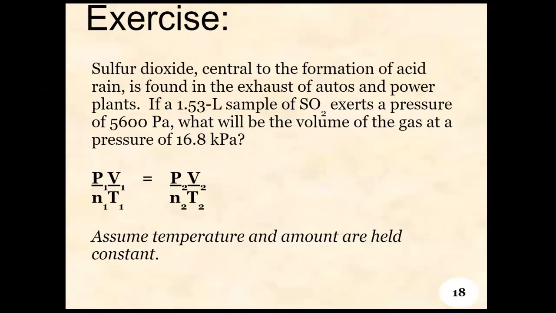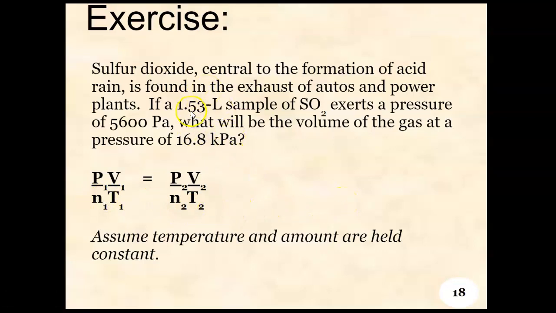Looking at this, we've got sulfur dioxide, central to the formation of acid rain, found in the exhaust of automobiles and power plants. If a 1.5 liter sample of sulfur dioxide exerts a pressure of 5,600 pascals, what will the volume of the gas be at a pressure of 16.8 kilopascals? Because they don't mention temperature and they don't mention the amount, like the moles, we can cancel those out.